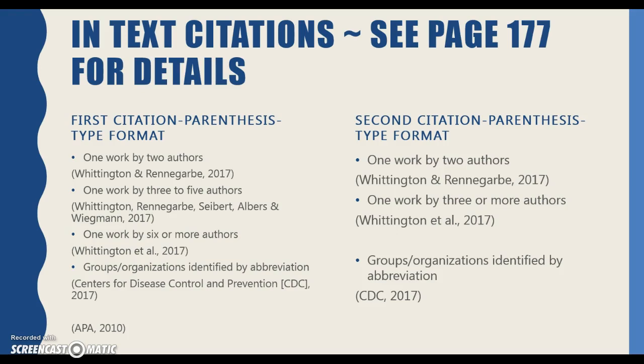When you're using groups that are identified by an abbreviation, if it's the first citation, you want to include what that abbreviation actually is within your citation. And if it's within parentheses, you want to use brackets. So keep that in mind. So just kind of use this as a guide, but like I said, always refer back to page 177 so you can look at specific examples as far as in-text citations.